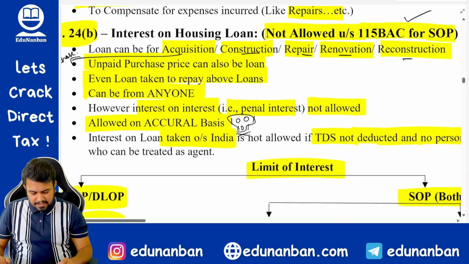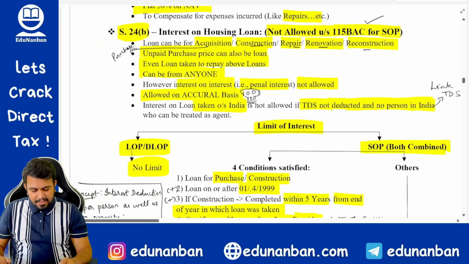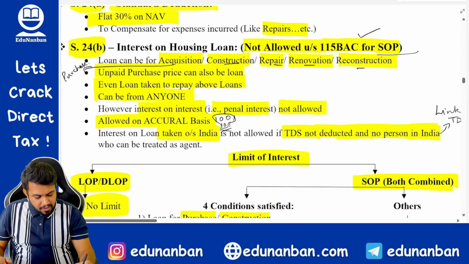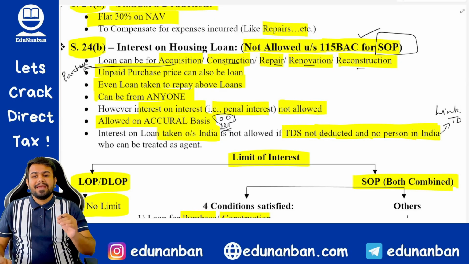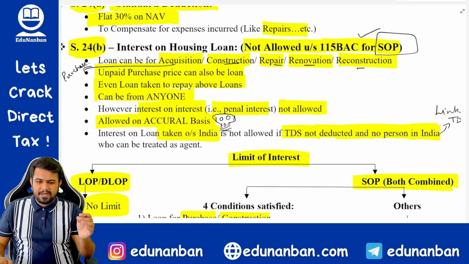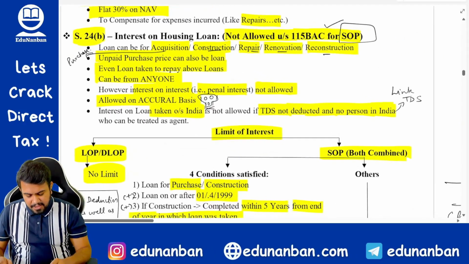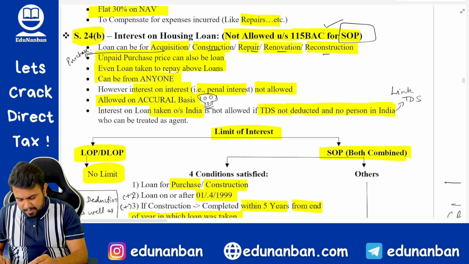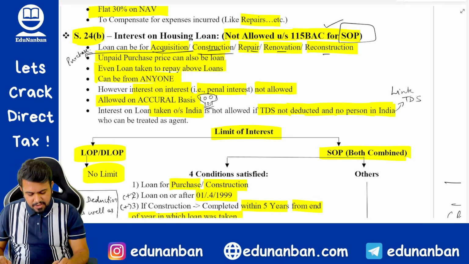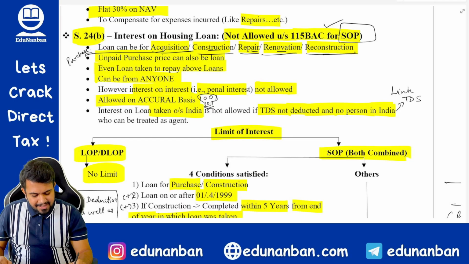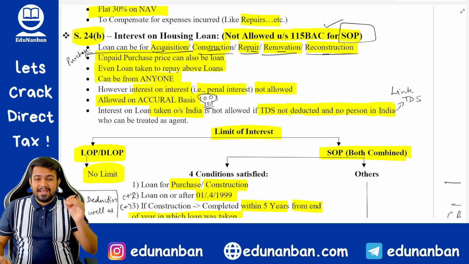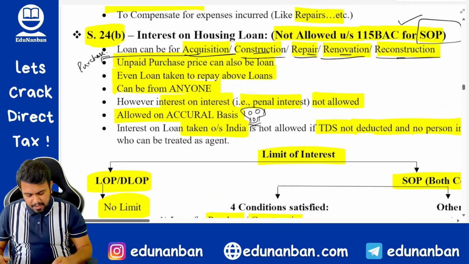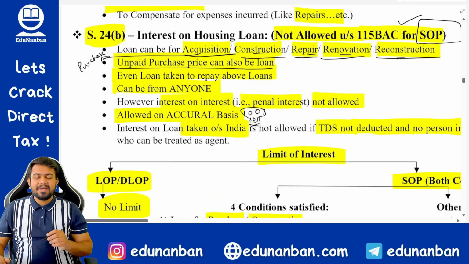Okay. Next, interest on housing loan. It is allowed as deduction. However, this interest on housing loan, as I told you, for self-occupied property alone, is not allowed in section 115BAC, that is the default tax regime. You have to be very careful. Sir, what is this interest on housing loan? If you have taken a loan for the purpose of acquisition, construction, repair, renovation or reconstruction, for these 5 purposes, then interest on such loan can be allowed as deduction. Fine. Sir, can unpaid purchase price be treated as loan? Answer is yes.